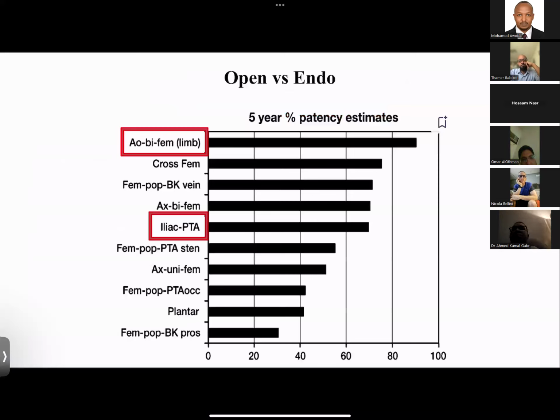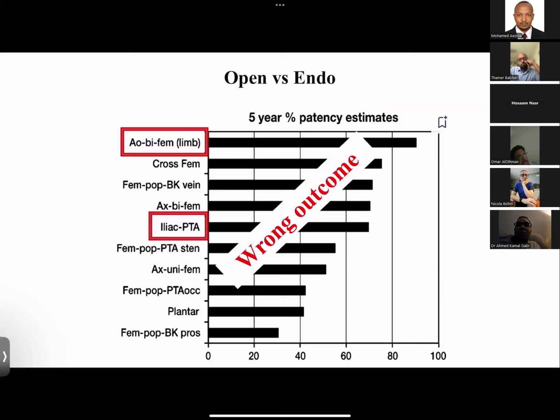As with any vascular intervention, the big question is, is open better than endo? And this is the argument all of us use for why open is better than endo, that the aortobifemoral graft is more durable than the iliac intervention or iliac endovascular intervention. But the problem is that, as with most vascular research, we're always asking the wrong question. And this is the wrong outcome to look at.